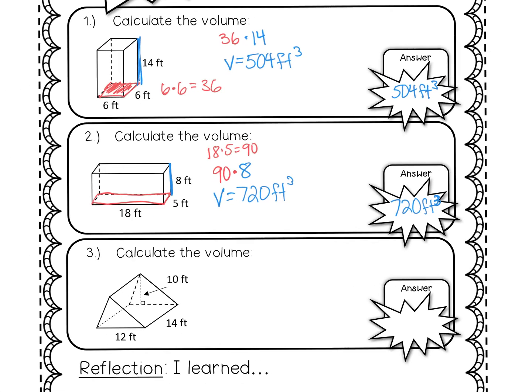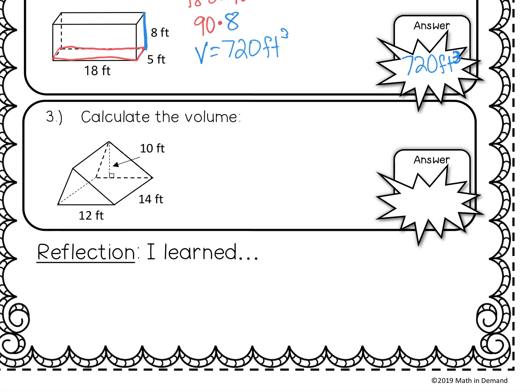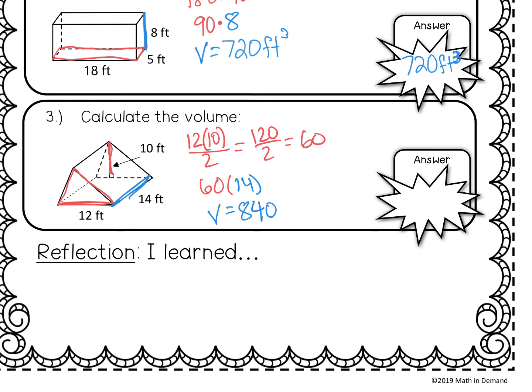All right, let's look at one more. All right, so now this time, even though it's not on the bottom, our base is a triangle. So our triangle's base is 12. Its height is 10. So I'm going to do 12 times 10 and divide it by 2, giving us an area of 60. And then the height of our prism is 14. So I'm going to do 60 times 14. And our volume ends up being 840 feet cubed.